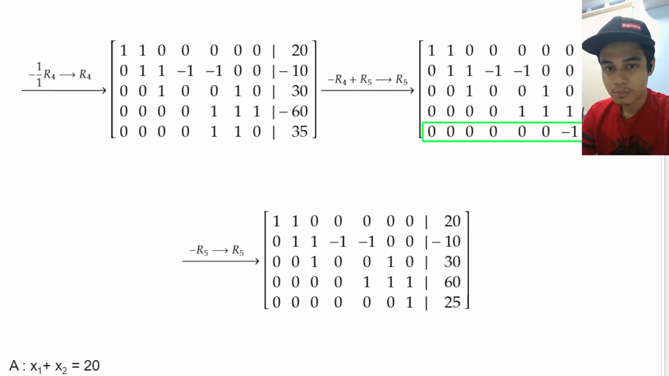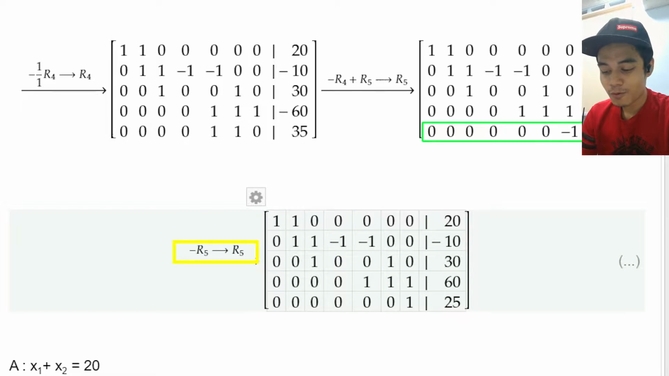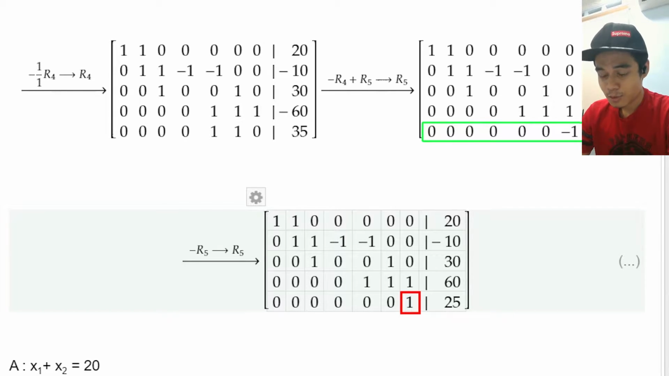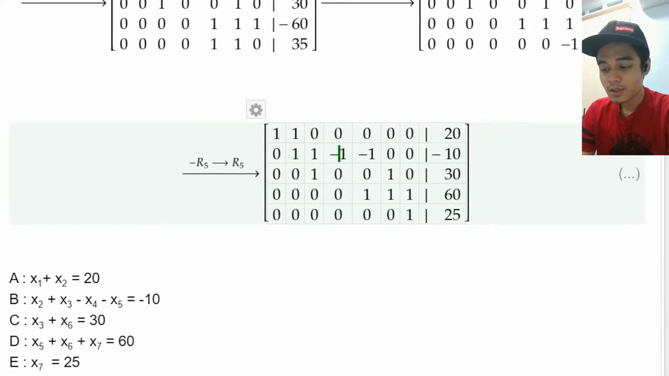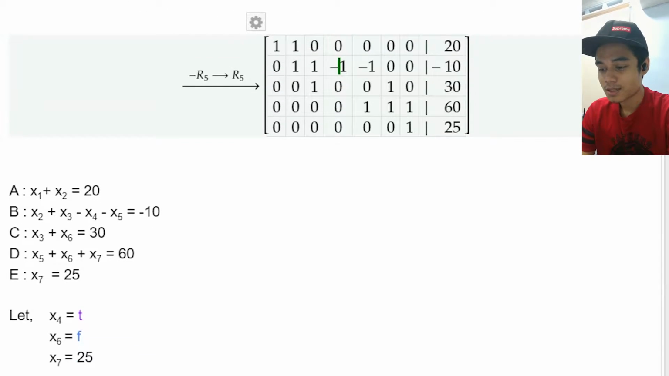Next, we are going to proceed with row 5. Row 5 is the last row in the matrix. So we can solve this using an elementary row operation, that is negative R5 over 1 placed into R5. Because there is no number under row 5, we don't need to zero out any numbers. Finally, we get the row echelon matrix.